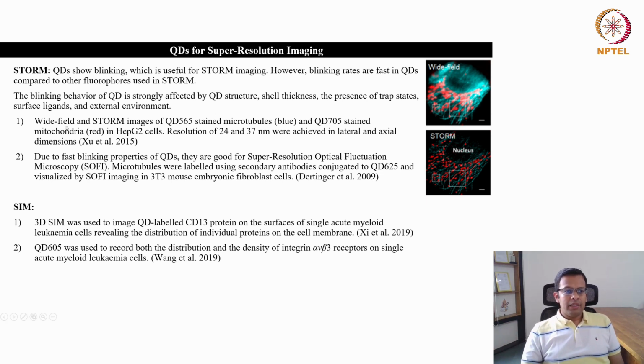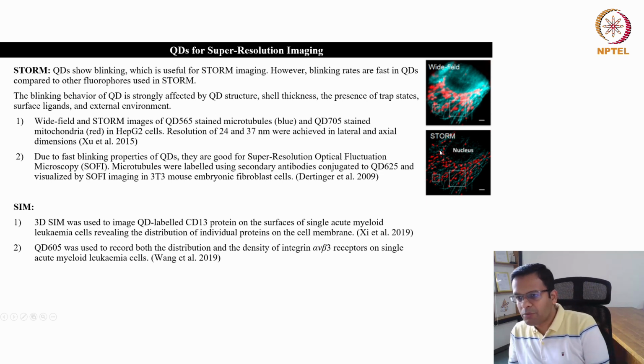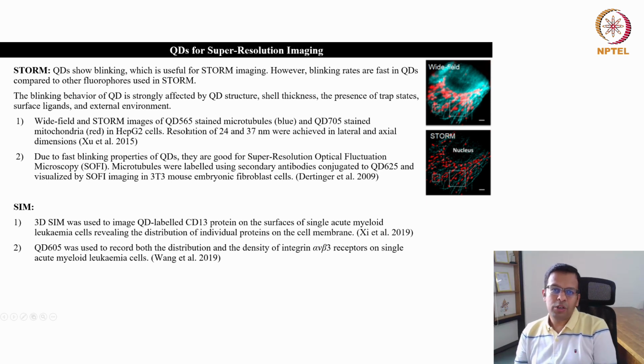So in this study, the wide field and STORM images of quantum dot 565 stained microtubules and quantum dot 705 stained mitochondria in HepG2 cells. This is the image for the same. You can see the wide field imaging and STORM imaging. Here they've used quantum dot 565 to stain microtubules in blue color and quantum dot 705 to stain mitochondria in red color.